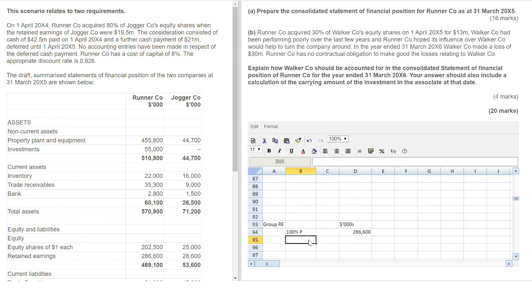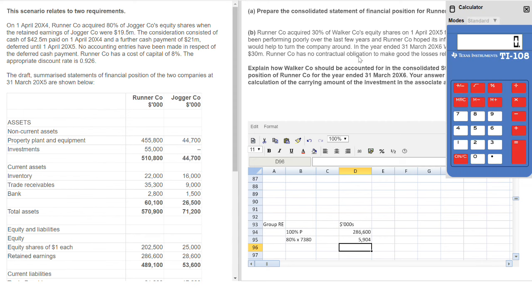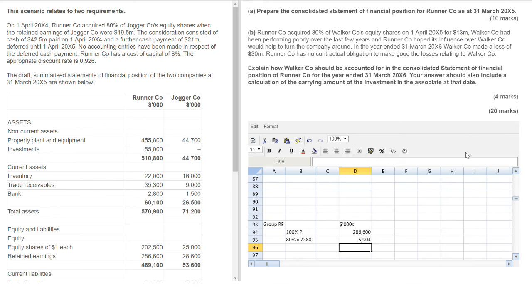And then in the group retained earnings, 80% of 7380. Does that give me 5904? Okay. Again, let's just have a quick check. Can't read my own writing on my notes. 80% of 7380 equals 5904. Excellent. Brilliant. Okay. More than passed the question.